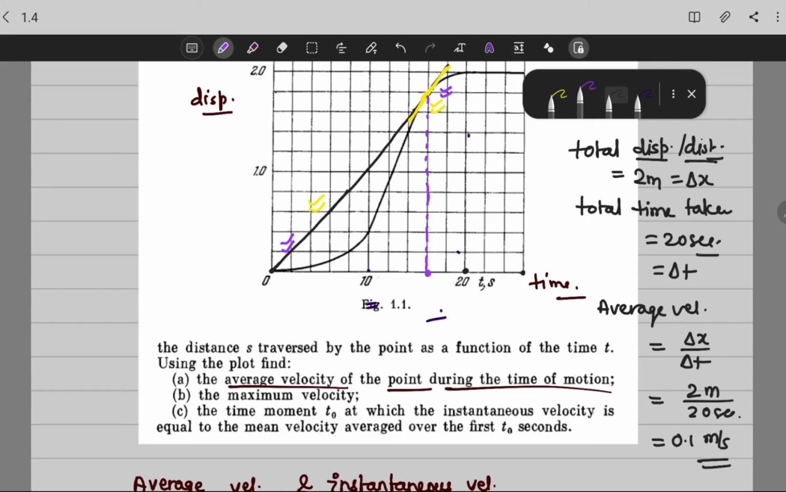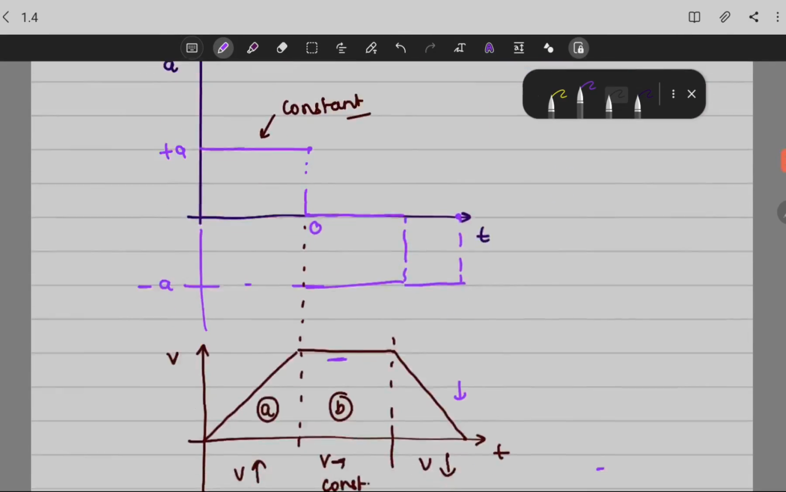So what is this point? This distance is how much? This distance is 2 seconds. So 2 seconds, 2 seconds, 2 seconds. So this will be 16 seconds. I hope all the problems are clear.